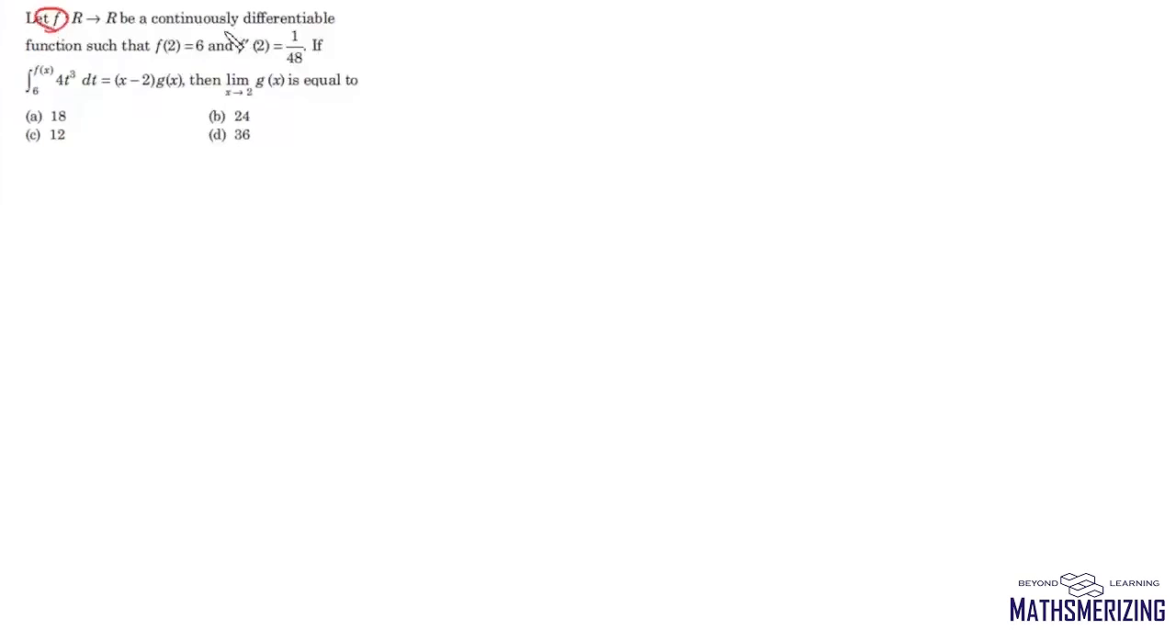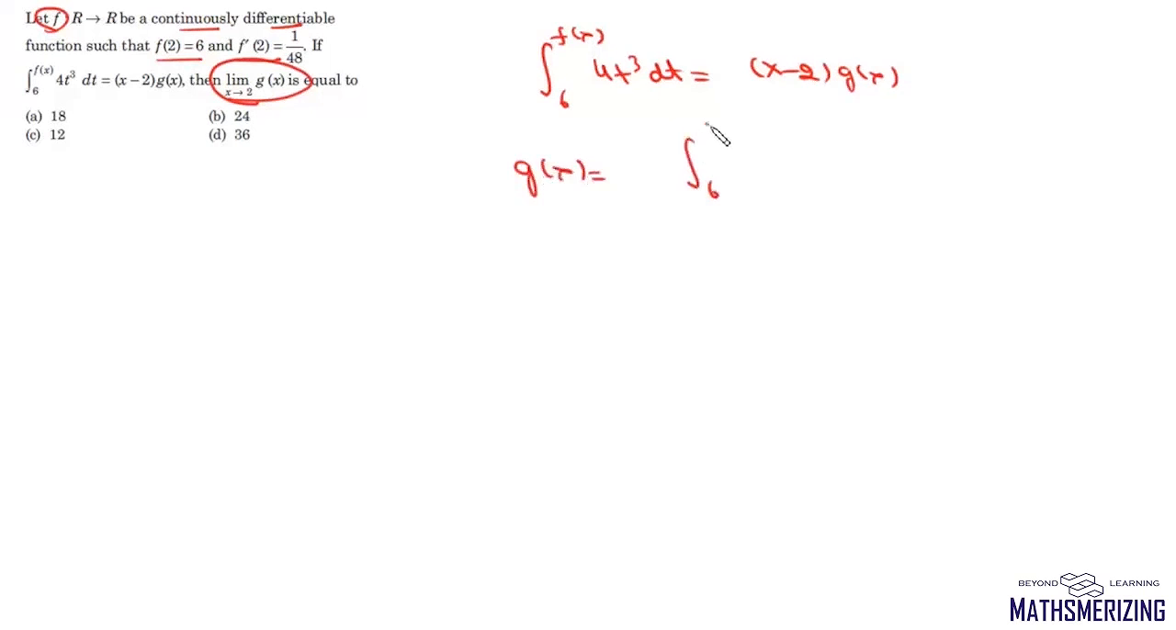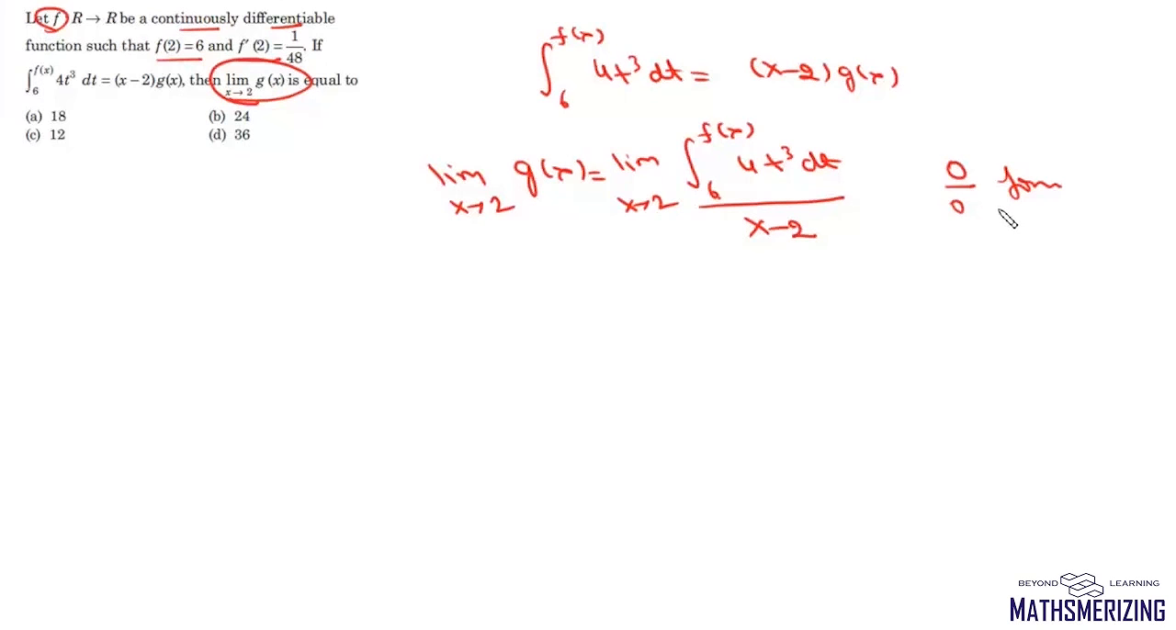Now here the question is, we are given this function f which is continuously differentiable such that f(2) is 6 and f dash 2 is 1 by 48, and it says the integral from 6 to f(x) of 4t cube dt is equal to (x minus 2) g(x). We need to find the limit of g(x) as x tends to 2. So g(x) is the integral from 6 to f(x) of 4t cube dt upon x minus 2. Now if we take the limit as x tends to 2, we'll get f(2), which is 6, so the integral will be from 6 to 6, which is 0, and 2 minus 2 is 0. So this is 0 upon 0 form.